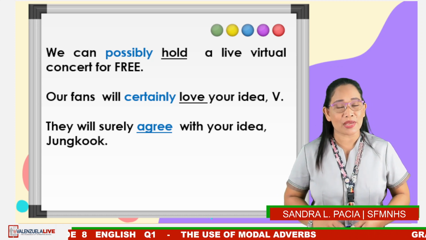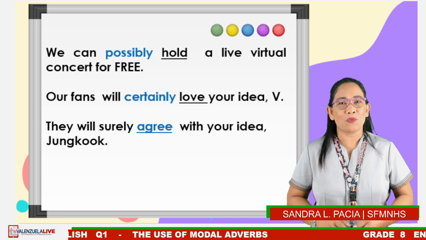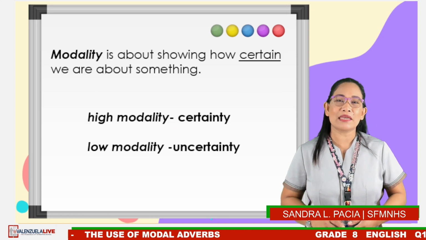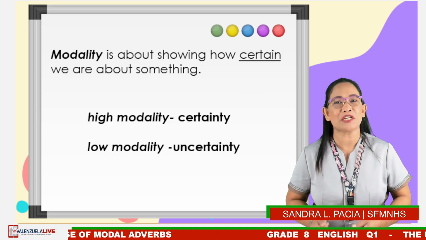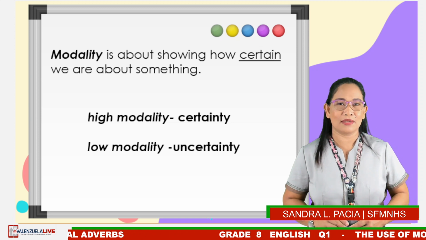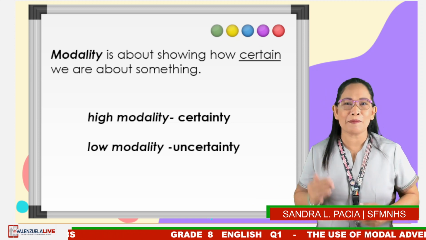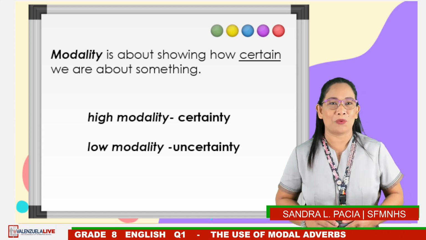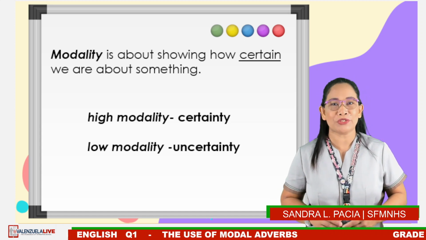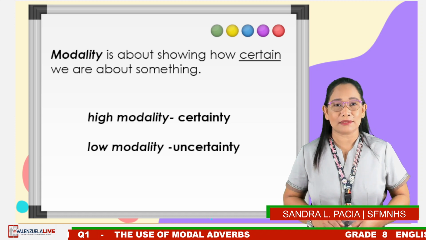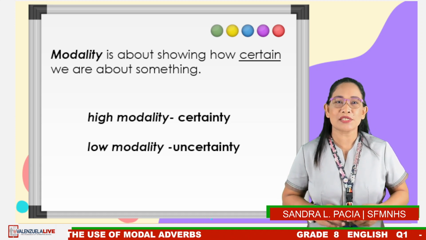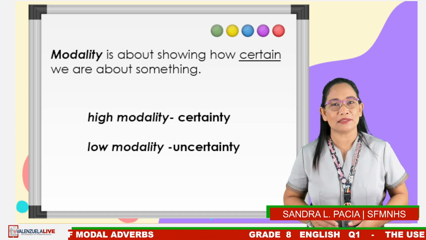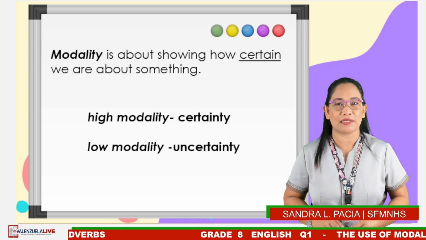They also express modality. When we say modality, it is about showing how certain we are about something. These modal adverbs help us go from being uncertain to being certain. Now, we have high and low modality. High modality is used to express certainty, while low modality is used to express uncertainty.